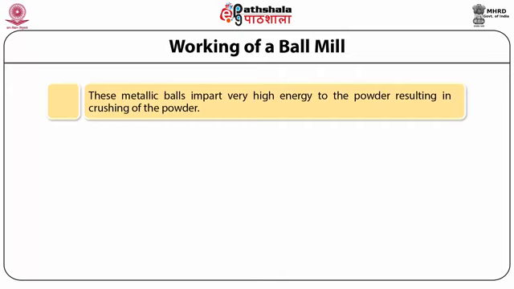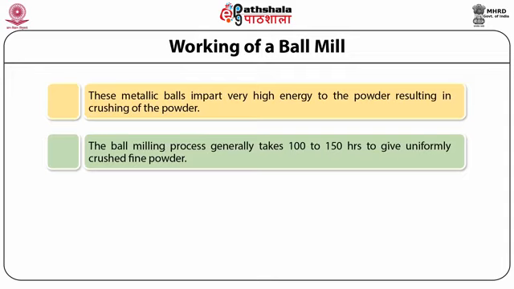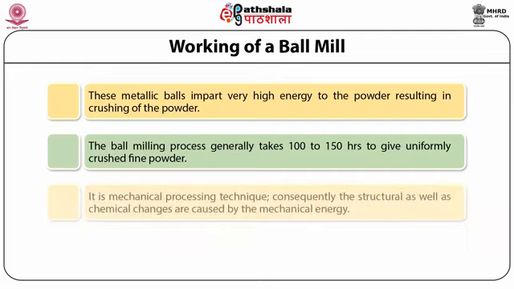These metallic balls impart very high energy to the powder, resulting in crushing of the powder. The ball milling process generally takes 100 to 150 hours to give uniformly crushed fine powder. It is a mechanical processing technique. Consequently, the structural as well as chemical changes are caused by the mechanical energy.